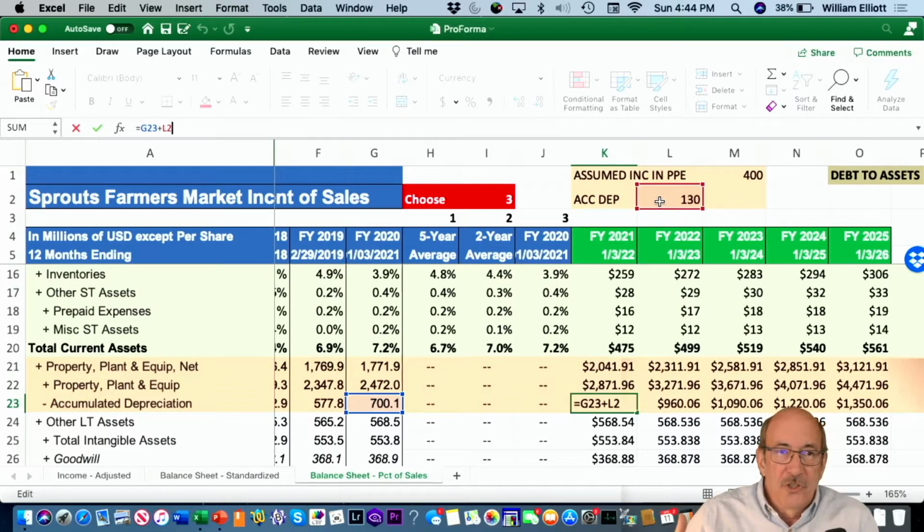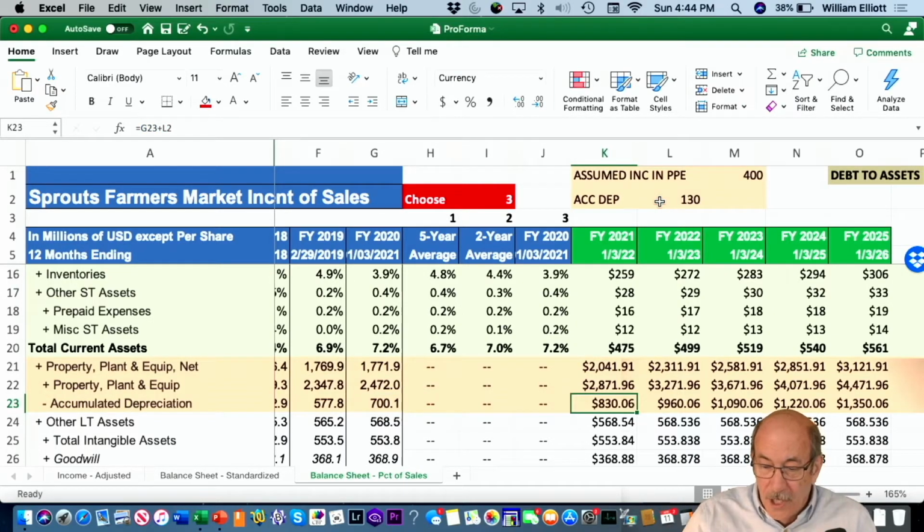Should that change over time, particularly since I'm adding new capital? Yes, and you could make it a little more realistic by doing something like that. But again, I just want to give you an example. As I go through time, I'm increasing my plant, property, and equipment.